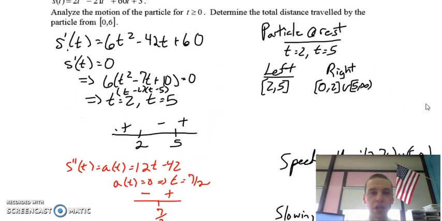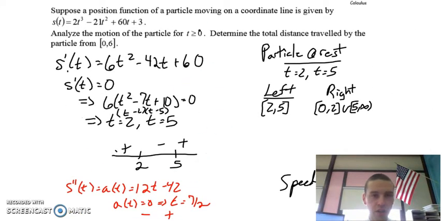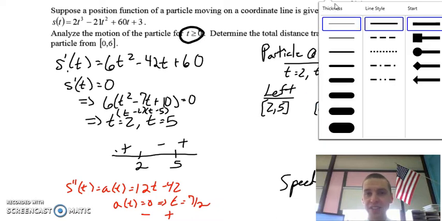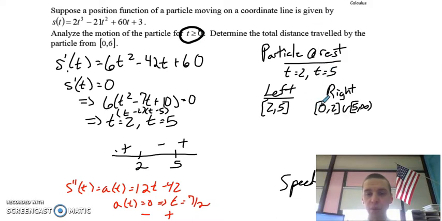Oh, one other thing. Notice here, t is greater than or equal to 0. Please make sure that you realize that we are moving right starting at 0. So we're not at negative infinity due to this restricted domain here. So just please make sure to realize that.